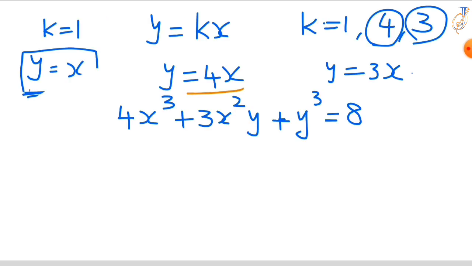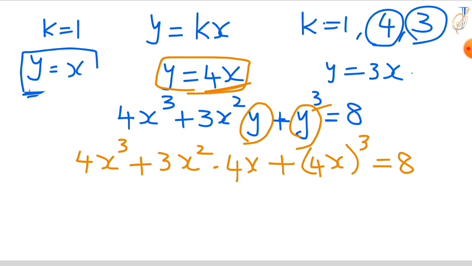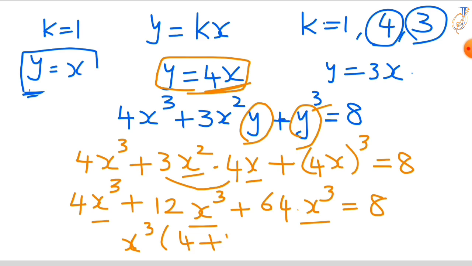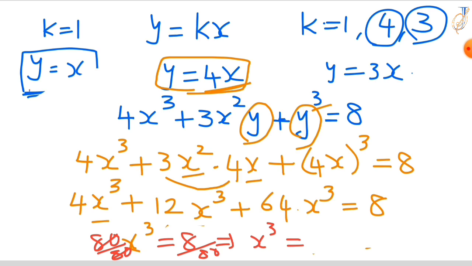Now we observe the second case, that is y equal to 4x. So 4x raised to the power of 3 plus 3x raised to the power of 2, times 4x, 3 times 4 is 12. x raised to the power of 2 times x gives x raised to the power of 3, plus this 4x whole raised to the power of 3. We can write this as 4 power 3 times x power 3. 4 power 3 is nothing but 64. That is equal to 8. So here x raised to the power of 3, here x raised to the power of 3, here x raised to the power of 3. If you take it common, then you are left with 4 plus 12 plus 64, that is equal to 8. After adding, 64 plus 4 is 68, 68 plus 12 is 80. x raised to the power of 3 equal to 8 over 80, which gives 1 over 10.